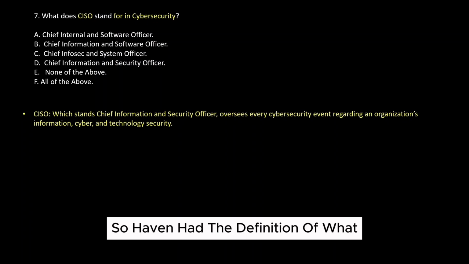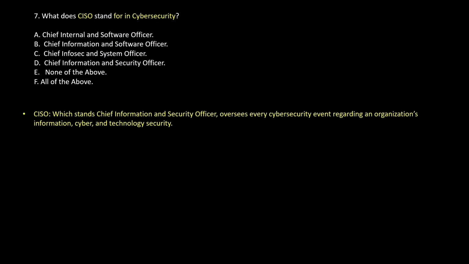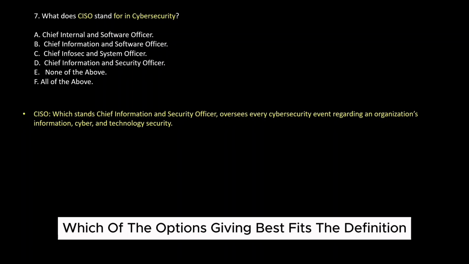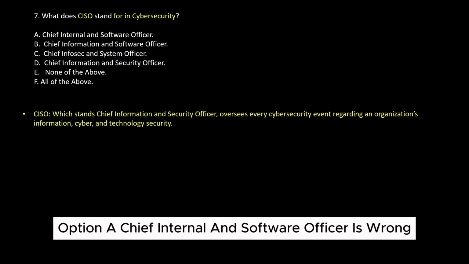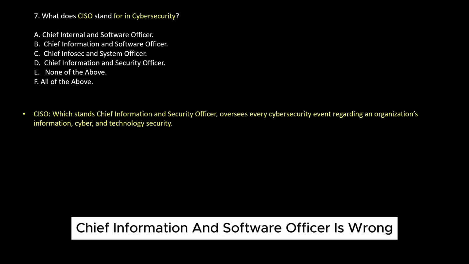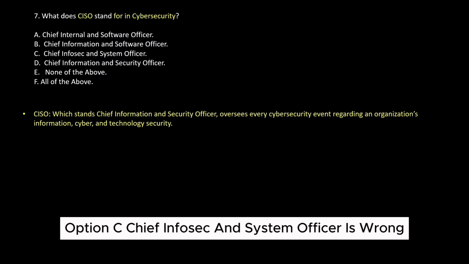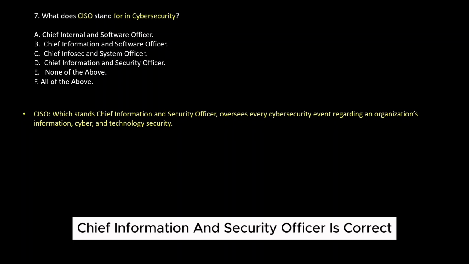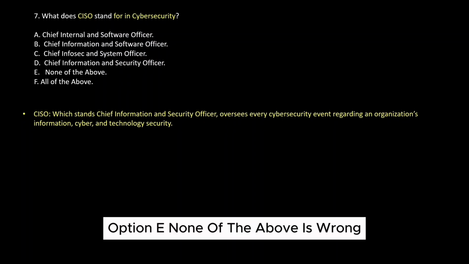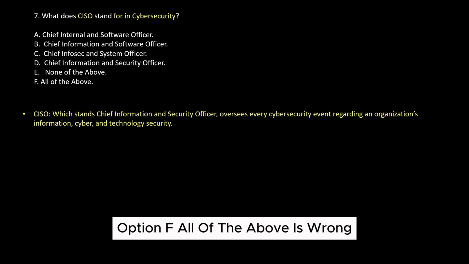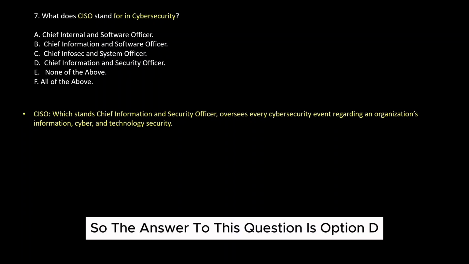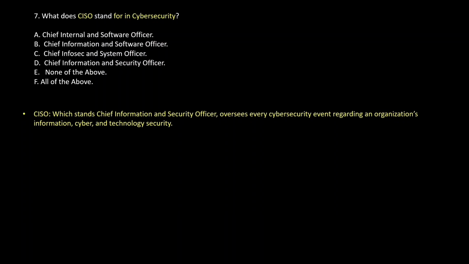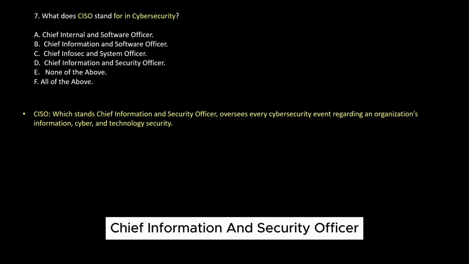So having had a definition of what a CISO is all about, which of the options given best fits the definition? Option A, Chief Internal and Software Officer, is wrong. Option B, Chief Information and Software Officer, is wrong. Option C, Chief InfoSec and System Officer, is wrong. Option D, Chief Information and Security Officer, is correct. Option E, none of the above, is wrong. Option F, all of the above, is wrong. So the answer to this question is option D, Chief Information and Security Officer.